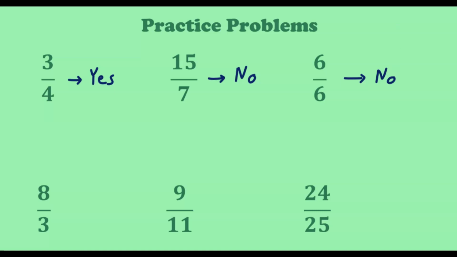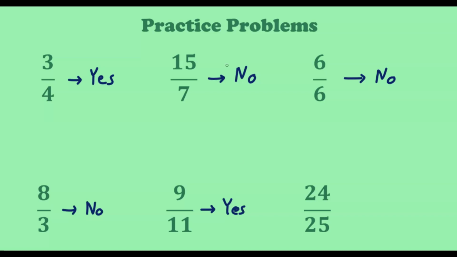Consider the next fraction. We have 8 over 3. Now the numerator is 8, and the denominator is 3. Now 8 is greater than 3. It is not less than 3. And because of that, no, 8 over 3 is not a proper fraction. Next, we have 9 over 11. The numerator is 9, and the denominator is 11. Now, 9 is less than 11. So the numerator is less than the denominator, and so, yes, 9 over 11 is a proper fraction.